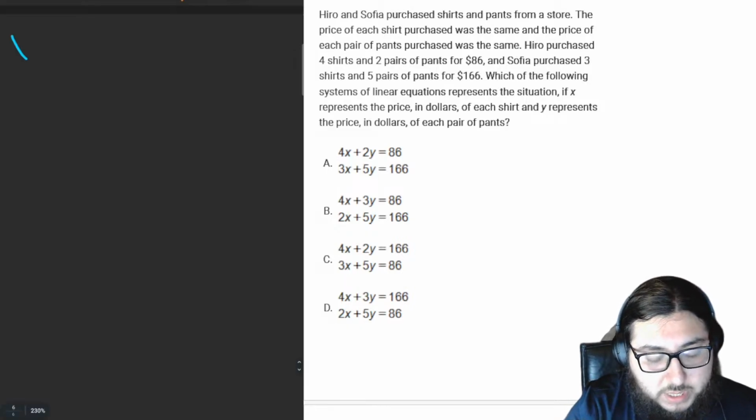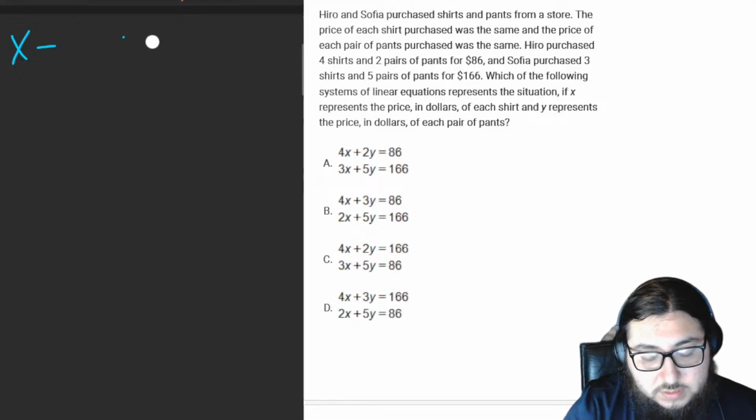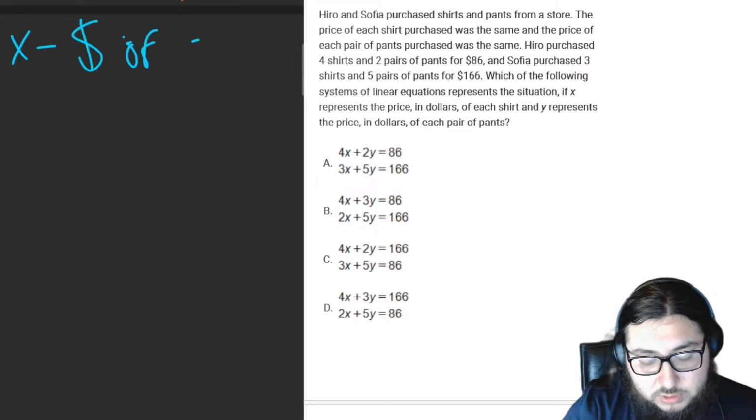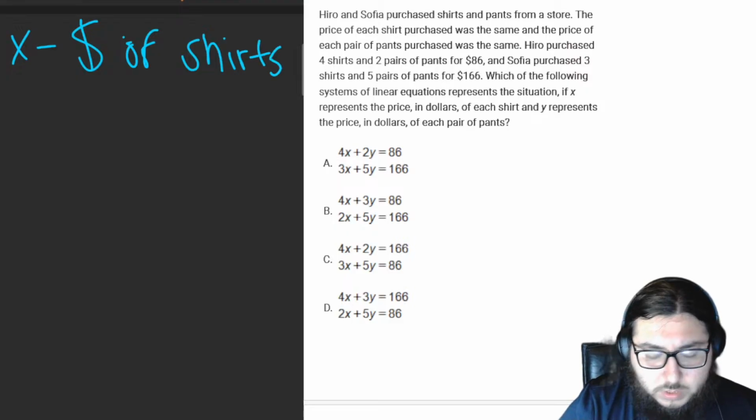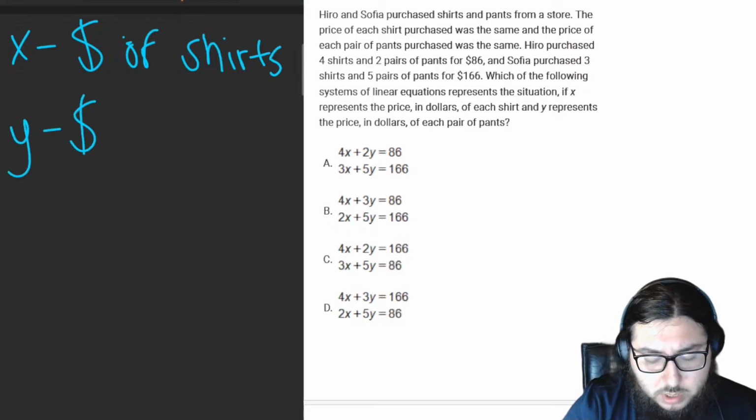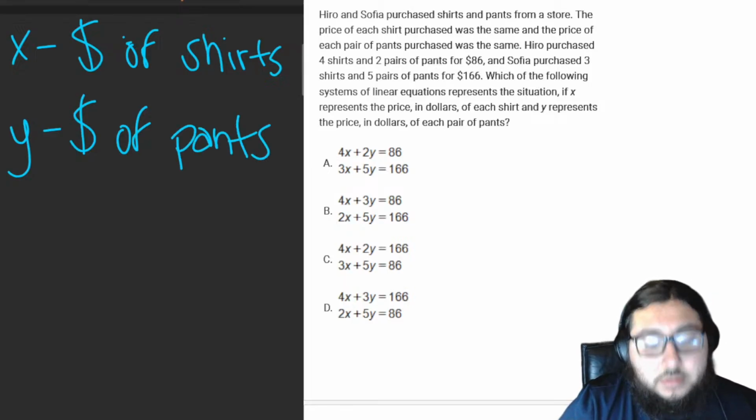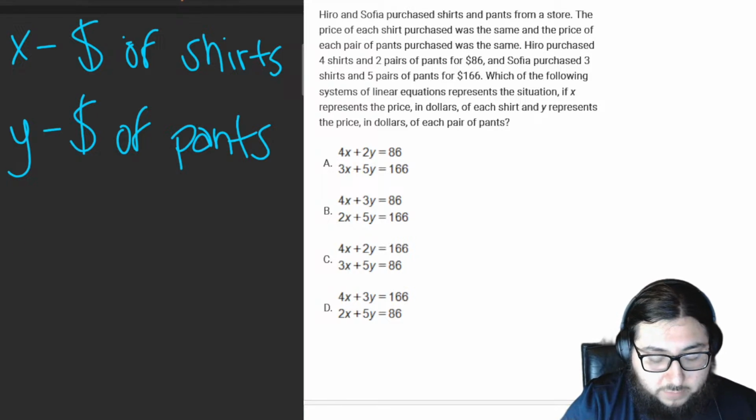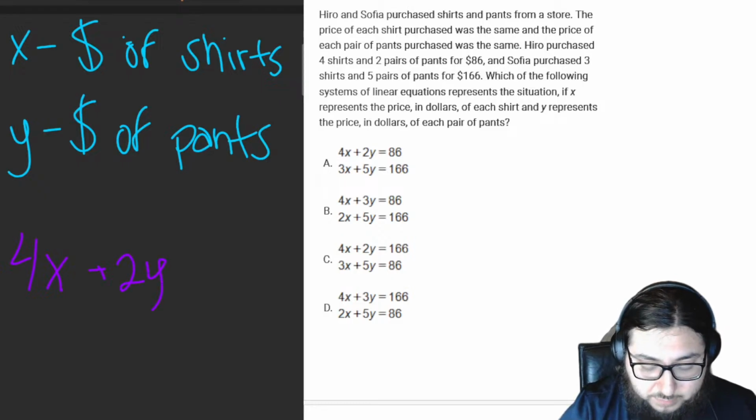So let's say x is the price of shirts and y is the price of pants. That means that to find the total cost of an individual's purchase, we have to multiply 4 shirts, in Hiro's case, 4 shirts times the price of the shirts, plus 2 pairs of pants times the price of pants, and all of this totaled to $86.